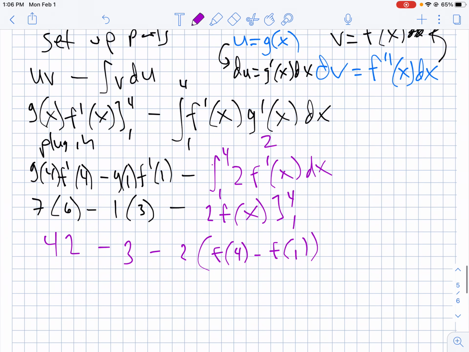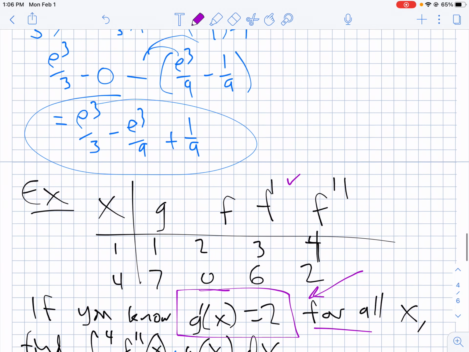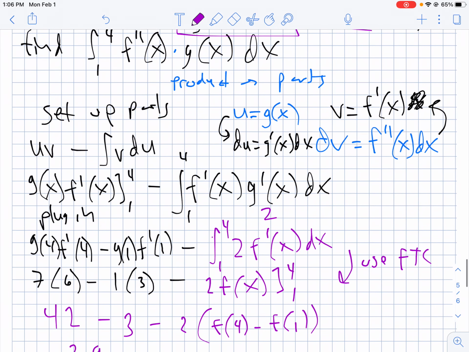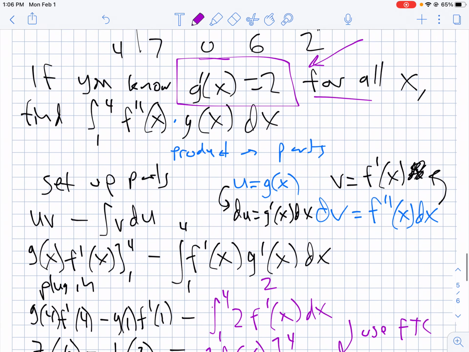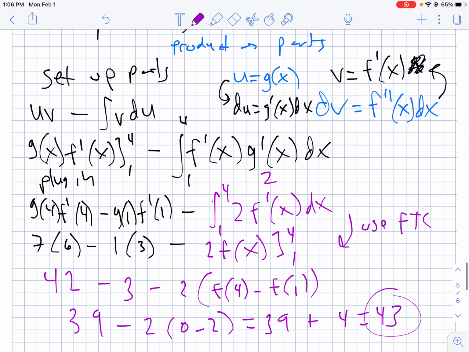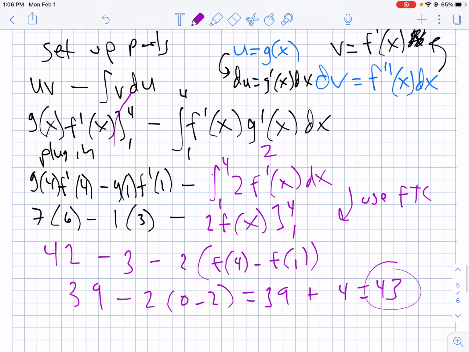We integrate f prime to get f, so we use the FTC, and again we have those values in the table. This is 39 minus 2 times, f of 4 minus f of 1 is 0 minus 2. So this becomes 39 plus 4, or 43. What a beautiful problem. Got to use the fundamental theorem, so be careful there. That's how you do a definite integral: you use the same formula, you plug in the bounds on the uv, and then plug in the bounds on the integral as well. Okay, thanks for watching, and bring me some questions in class.